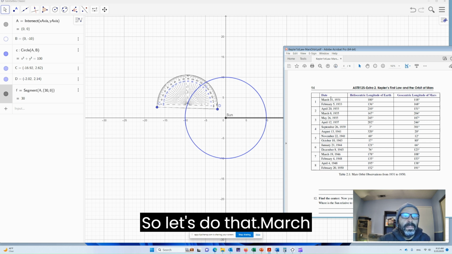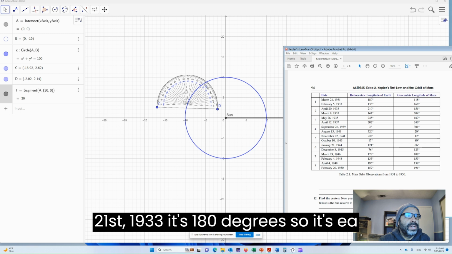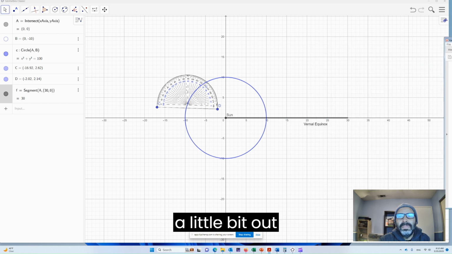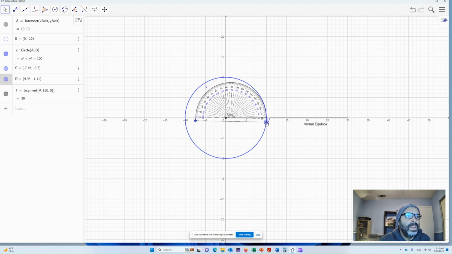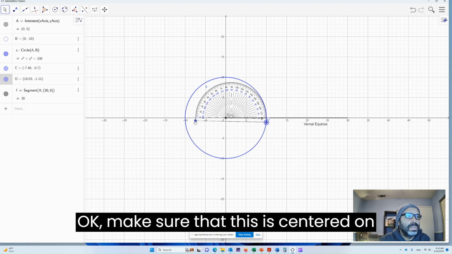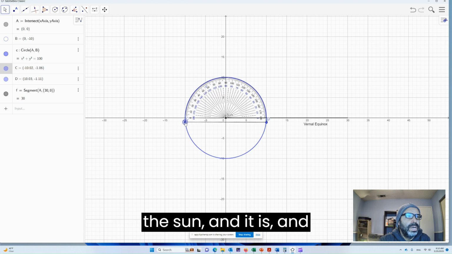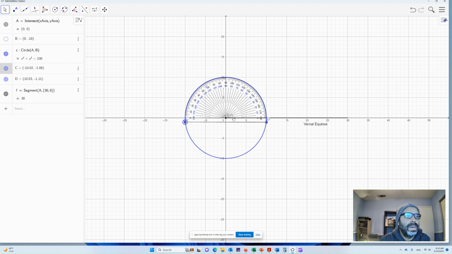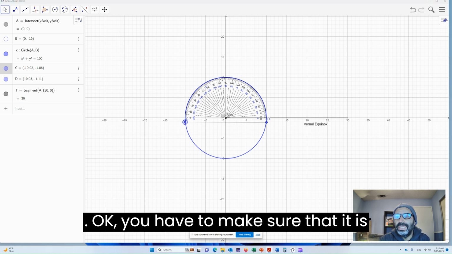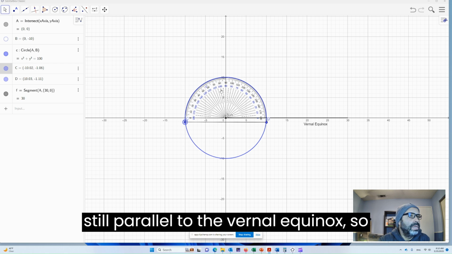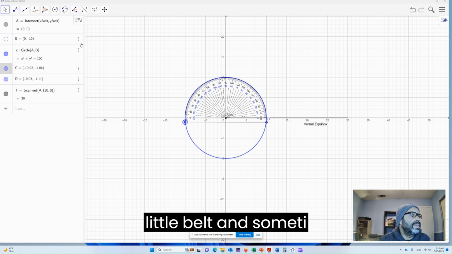So let's do that. March 21st, 1931, it's 180 degrees, so it's easy to find. But just to help you out, I'm going to use a protractor. I'm going to line it up on the sun, take this point and drag it a little bit out. Make sure that this is centered on the sun, and it is, and it's parallel to the vernal equinox. You have to make sure that it is still parallel to the vernal equinox. So in this case, 180 degrees.